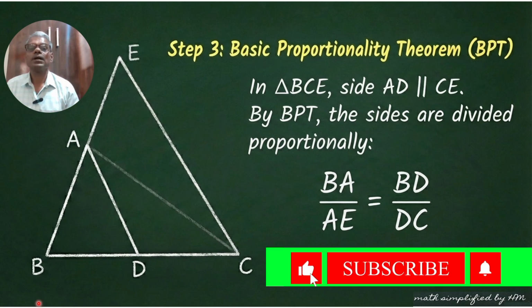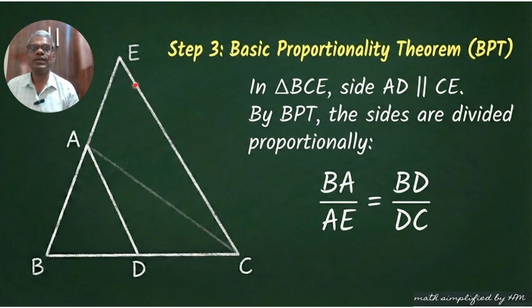Now let us zoom out and look at the giant triangle we created, BCE. In this triangle, side CE is parallel to line AD. So, by the basic proportionality theorem, the sides are divided proportionally. Hence, BA upon AE is equal to BD upon DC.